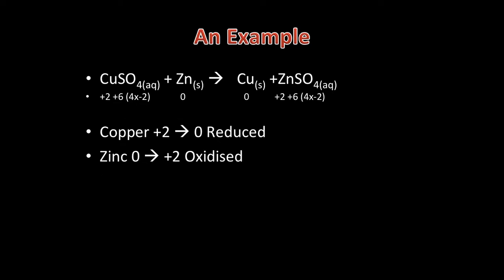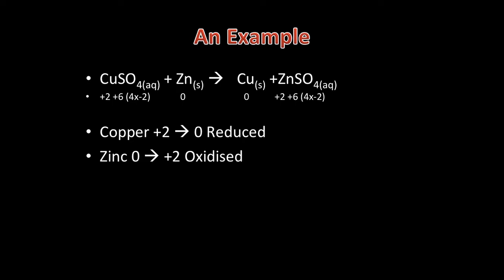Let's look at a simple example. When zinc is added to copper 2 sulfate solution, the products are copper and zinc sulfate. If we assign oxidation numbers, an element on its own is 0. Copper has a charge of +2, and if oxygen is -2 and there are 4 of them, and the overall compound is neutral, sulfur must have an oxidation number of +6.